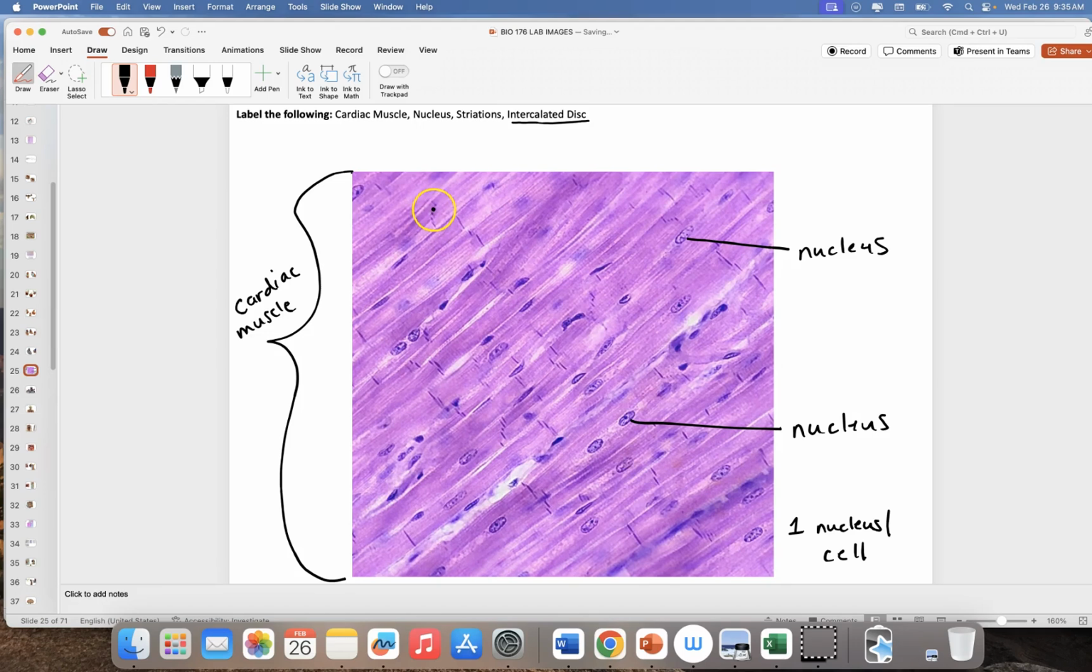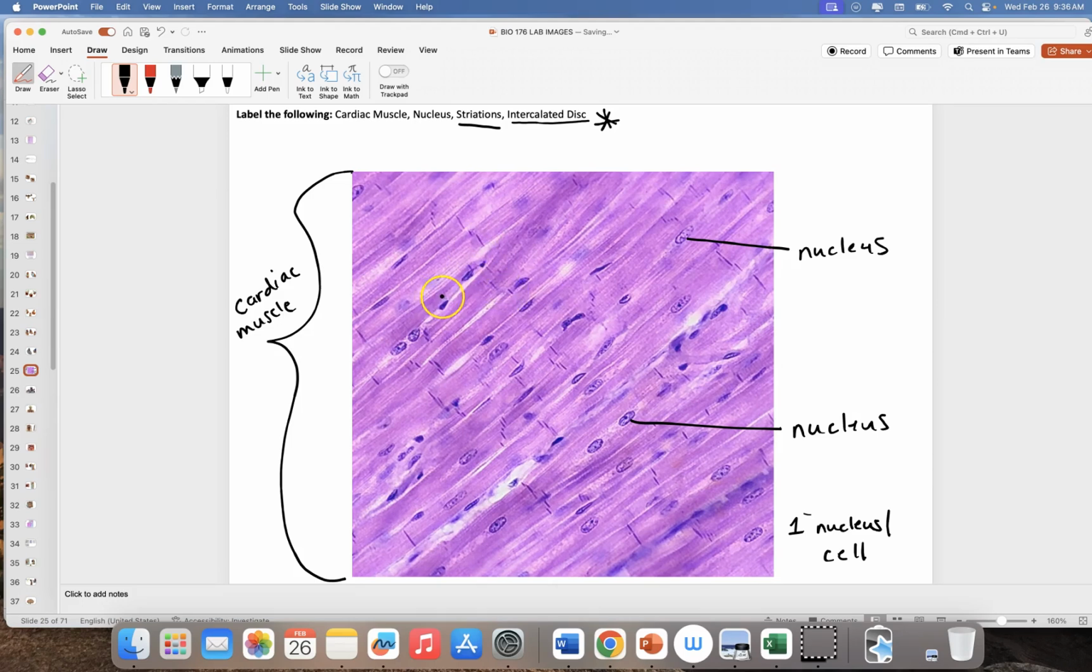And then we can also see not only intercalated discs, but striations as well. Now, if we think back to skeletal muscle tissue, it also has striations, but remember that unique identifier here is going to be the intercalated disc. That and the fact that there's one nucleus per cell, and in skeletal muscle tissue, there are several nuclei per cell.